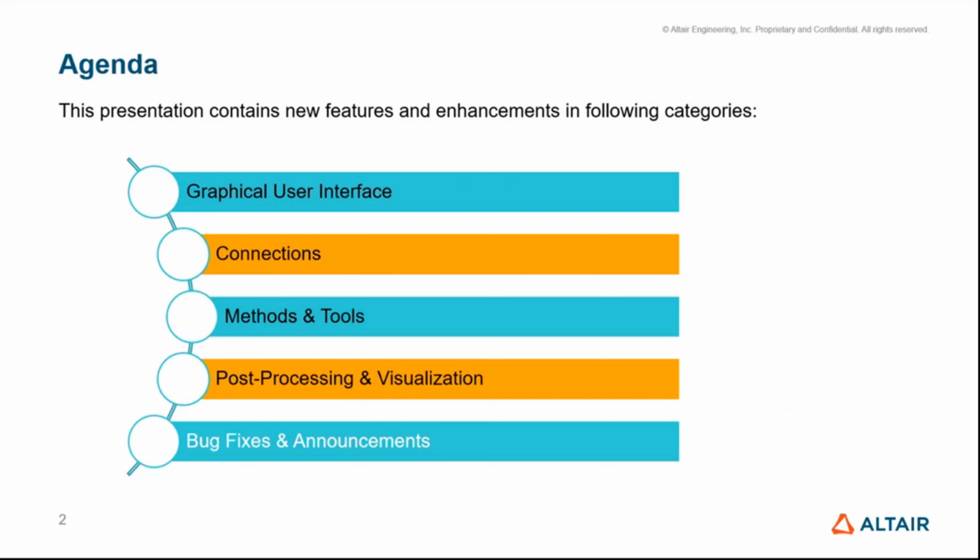This is basically the agenda of the rollout session, and the main categories for the enhancements and improvements in our product will be graphical user interface, connections, methods and tools, post-processing, visualization, and some noteworthy bug fixes and announcements. All right, so the first category I will dive in with is the GUI.